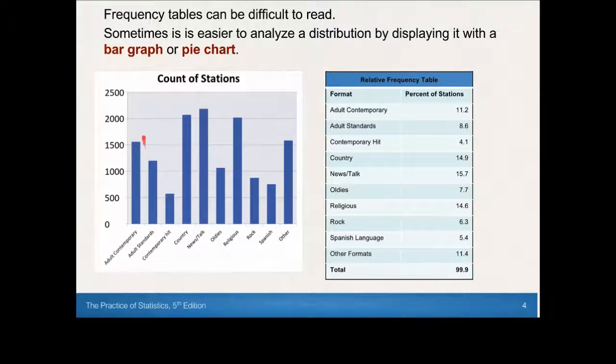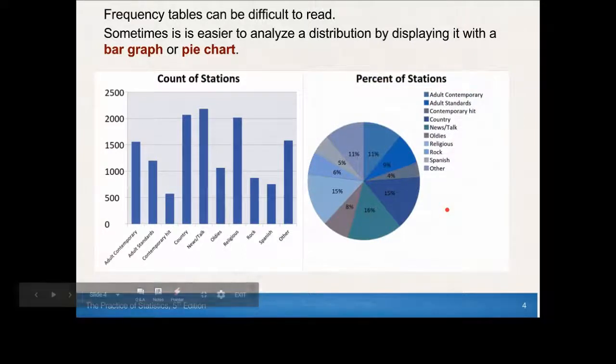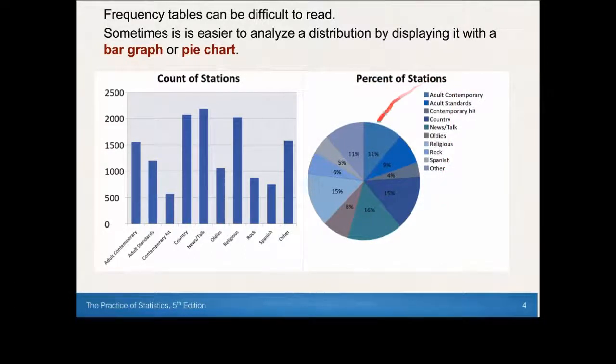Now notice on the bar graph, and you're going to be making lots of bar graphs in this course, you've got the variable down here, and then the count goes up on this side, and then of course we get a title. The relative frequency table works well to make a pie chart, and we can see that these two are the same.